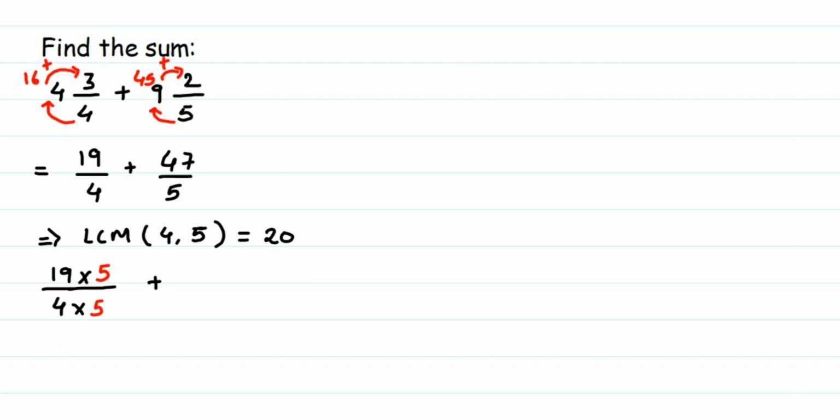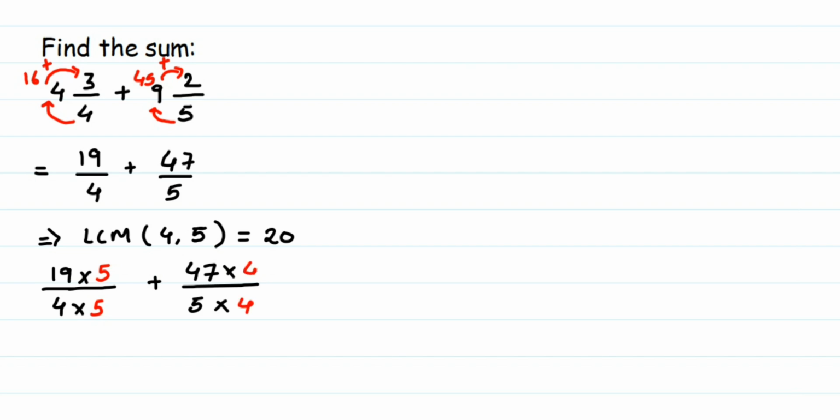And the next number here is 47 by 5. So it's the same thing. With 5, what should I multiply to get 20? We know that 5 4s are 20, right? So we're going to multiply the denominator and the numerator by 4. So 4 here and 4 here.